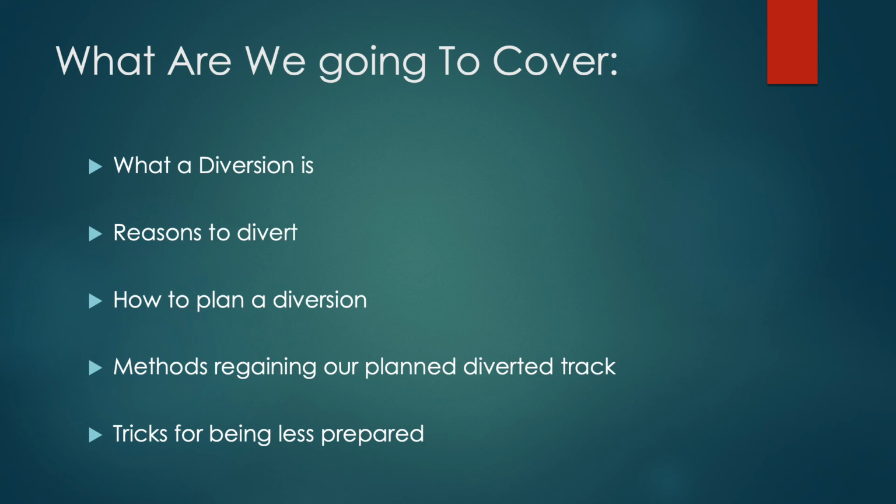So what are we going to cover? We're going to cover what a diversion is, reasons to divert, so what reasons may cause us to change our original plan, and how to plan a diversion in flight. Then we're going to look at methods of regaining our planned diverted track. So once we're on a diversion, if we see that we're off what we've planned, how we can regain the planned diversion. And then we're going to be looking at tricks for being less prepared. In practice, when you have to divert, you may not have suitable equipment with you. So what other things can we use in the aircraft which will help us plan a diversion and be as safe as possible?